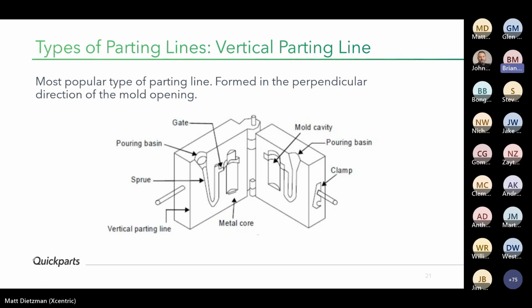Yep. Types of parting lines, vertical parting line. This is the most popular type of parting line. It's formed in the perpendicular direction of the mold opening. So this is very similar to the slide a couple back. Most importantly, look at where the verbiage says vertical parting line. If this was a perfect half and half, you'd see the parting line going down the vertical seam directly in the middle of the part.